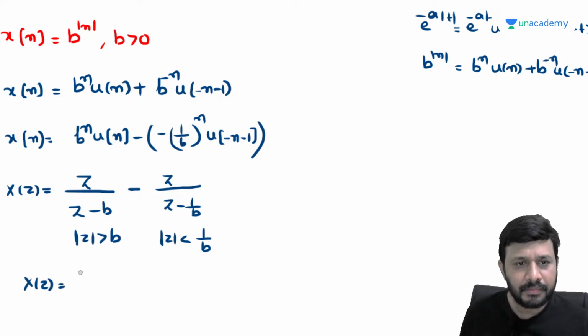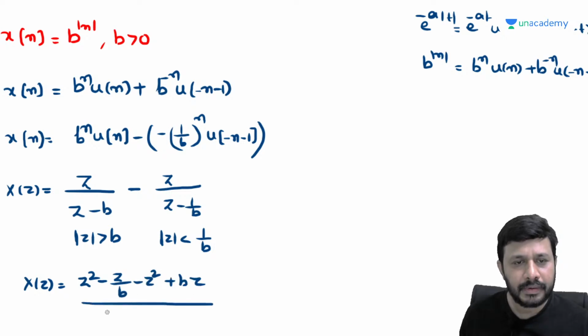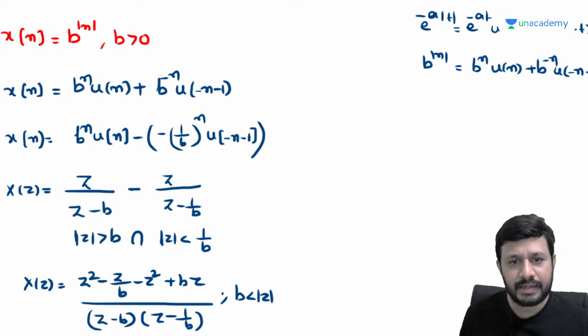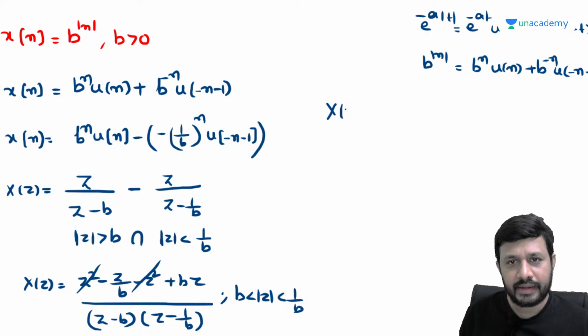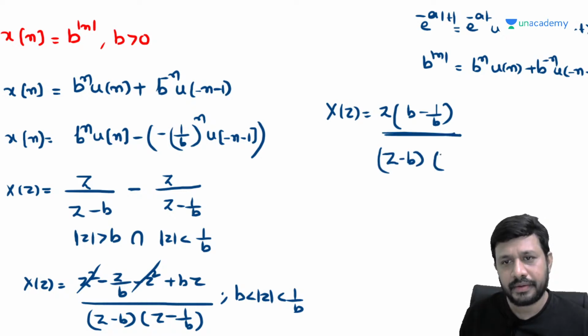Now what is the Z transform? Z square minus Z by B minus Z square plus BZ by Z minus B multiplied with Z minus 1 by B, and in a linear combination you have to take the intersection of ROCs: B less than mod Z less than 1 by B. Z square gets cancelled, and this results in X of Z is equal to Z times B minus 1 by B by Z minus B, Z minus 1 by B, with ROC B less than mod Z less than 1 by B.